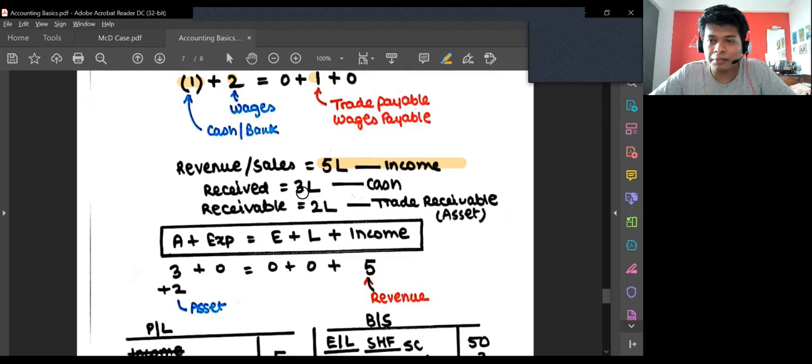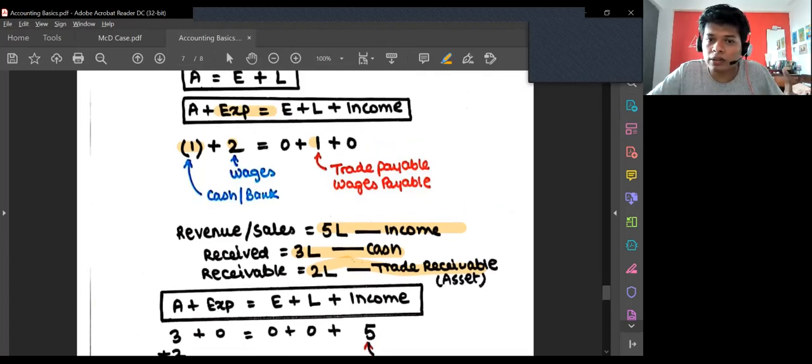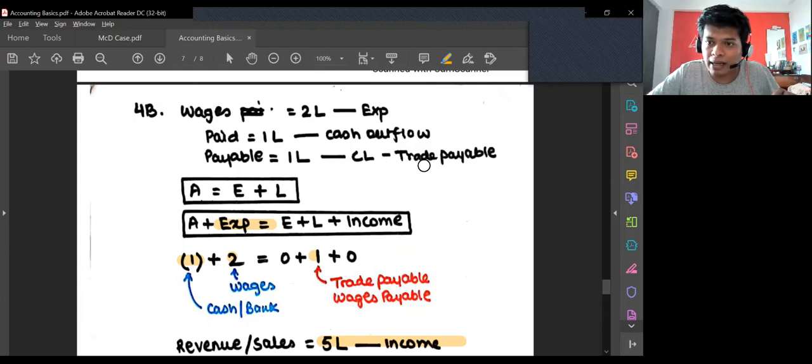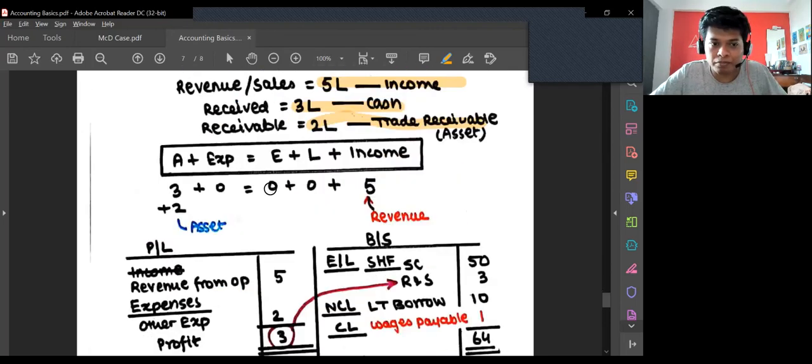Now last time what happened was I got 5 lakhs, but this time I'm not getting 5 lakhs. I am getting only 3 lakhs from the client. So 3 lakhs cash is increasing, and the remaining 2 lakhs is my trade receivable, because I am going to get the money eventually, but I have not received it. It's a receivable, so it's an asset. Earlier, it was a liability, because it was my liability to pay that person. So any payable will be a liability, any receivable will be an asset.